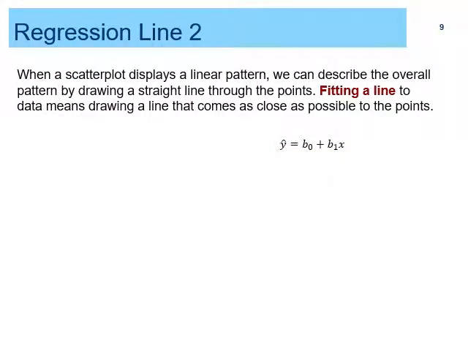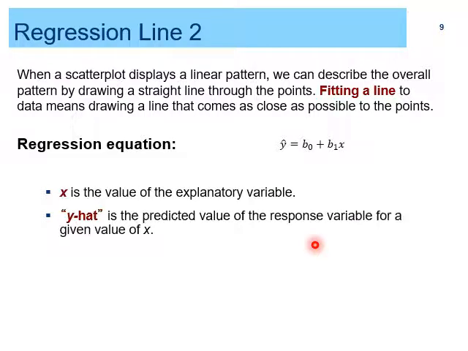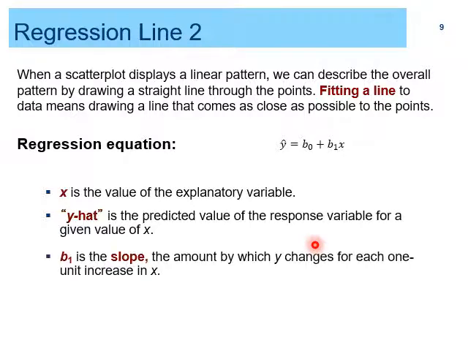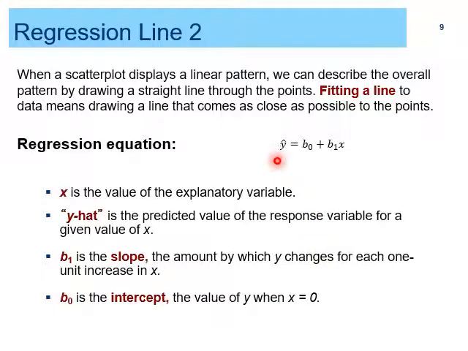When a scatter plot displays a linear pattern, we can describe the overall pattern by drawing a straight line through the points. Fitting a line to data means drawing a line that comes as close as possible to the points. As we are right now talking about a line, the formula of a line is mx plus c. Similarly, we can see here the regression line formula is also similar to the line formula, and it is saying y hat is the predicted value of the response variable for a given value of x.